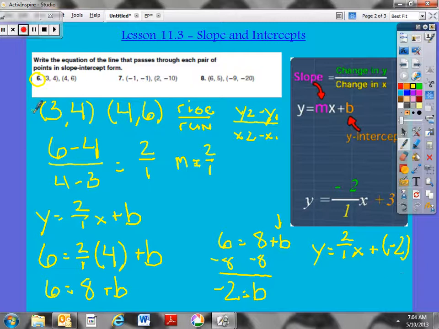Now look, I started here. I have 1 step, 2 steps, 3 steps, 4 steps, 5 steps, and finally 6 steps.